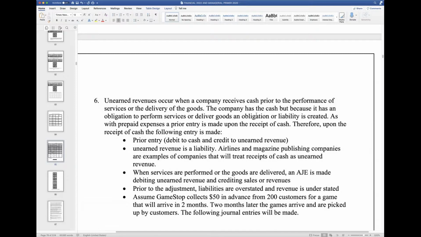A lot of times a company will get its money before it delivers the good. So GameStop's a good example. People want the game, it's going to be a limited amount, they pay in advance. So the company debits cash and it credits unearned revenue. What type of account is unearned revenue?